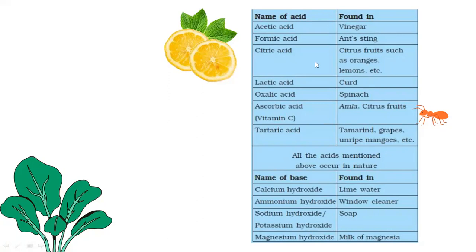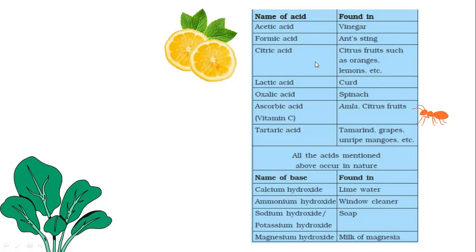Now coming to tartaric acid. Tartaric acid is present in tamarind, grapes, and unripe mangoes, or we say kacha mango, green colored mango. Tartaric acid is present in unripe mangoes. Now, all the acids mentioned above occur in nature. Some acids are also made in laboratories or scientific places. Right. Now, calcium hydroxide, this is a base.